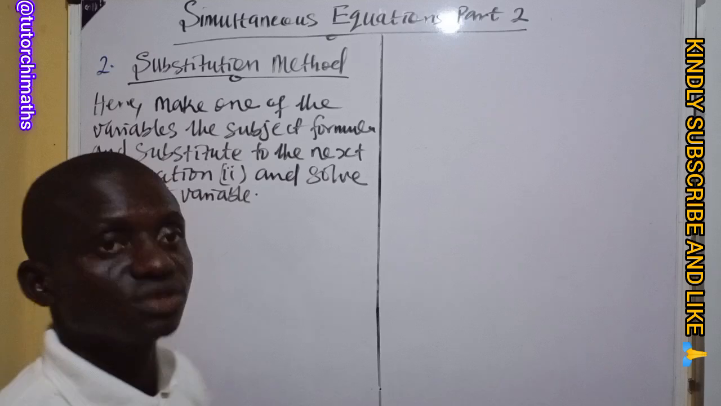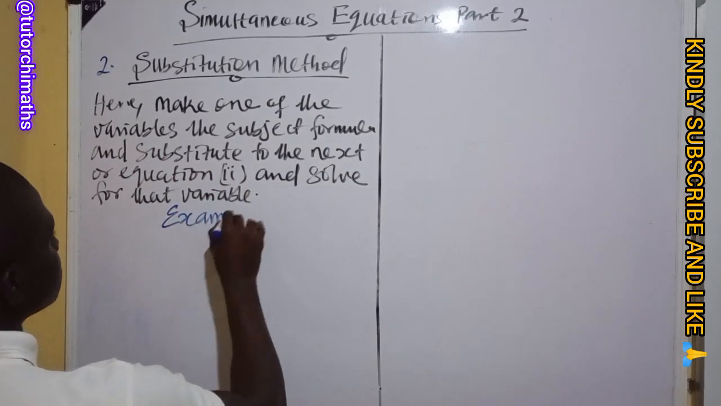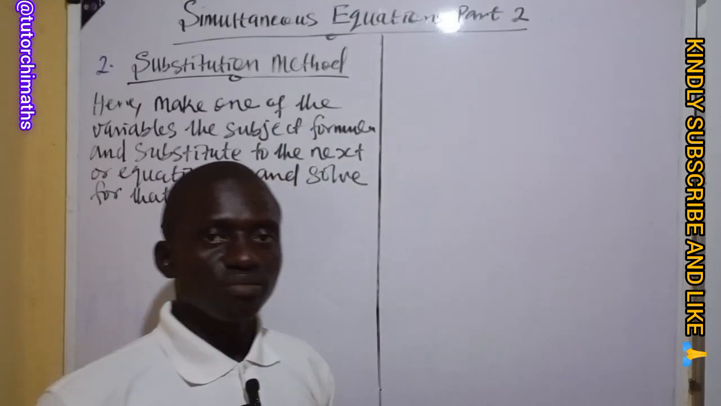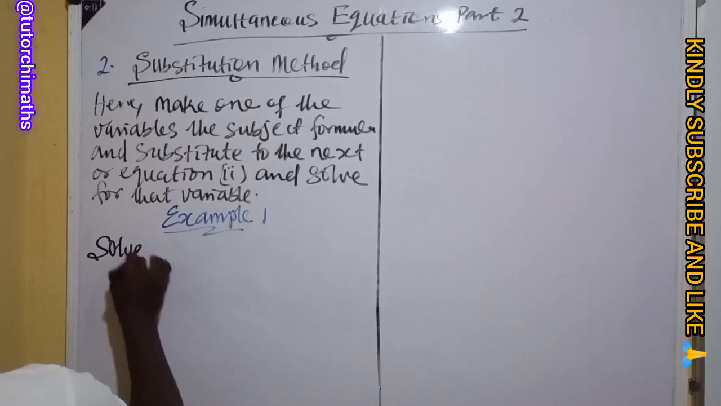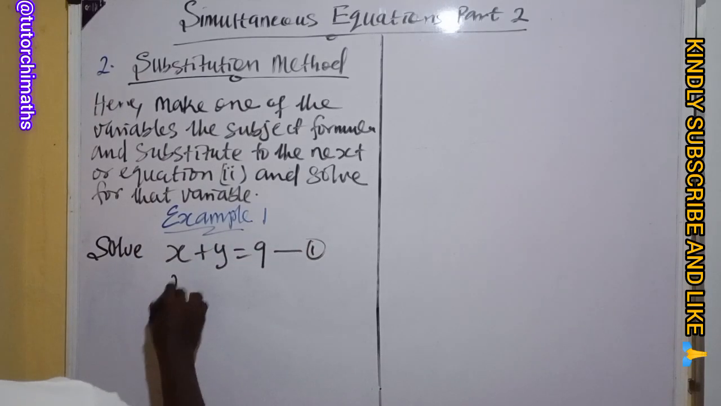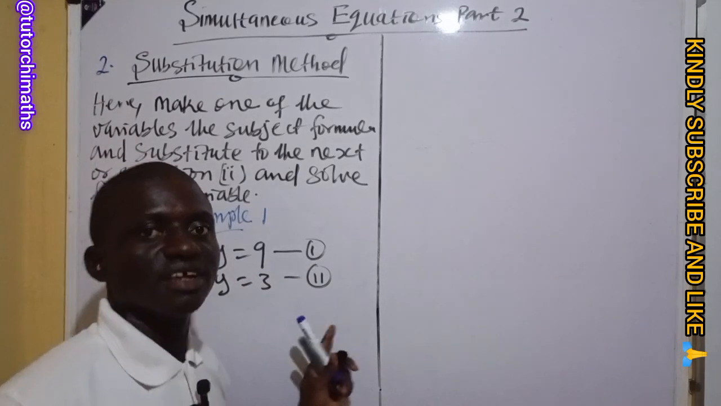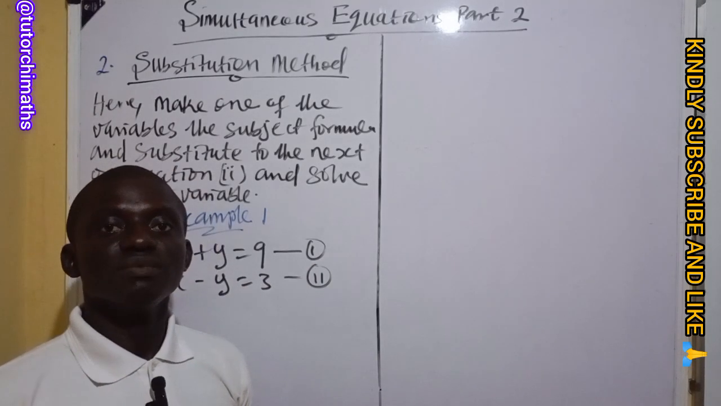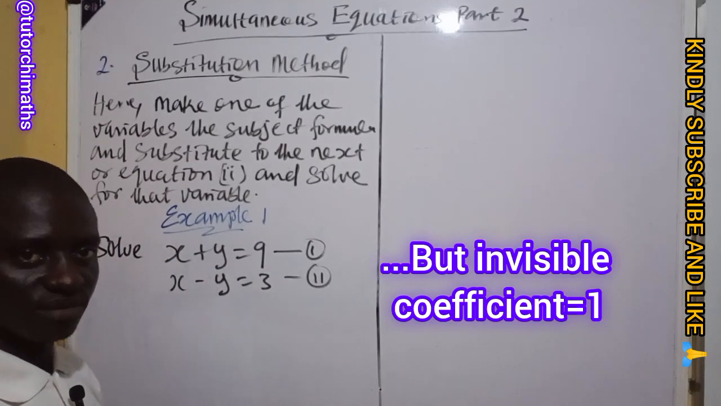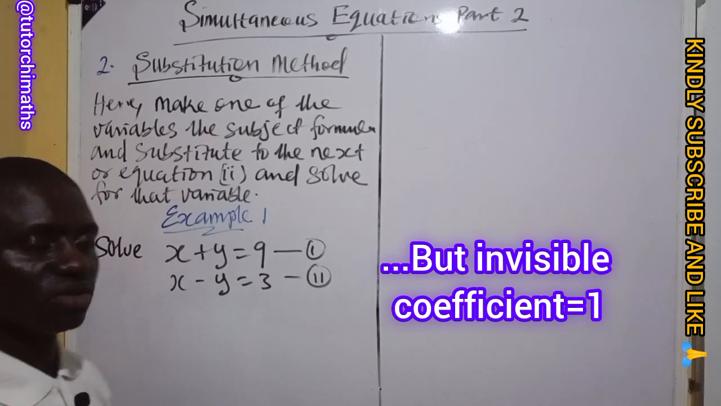All right, let's solve an example. In our example 1 under elimination method, we have x plus y equals 9, equation 1, and x minus y equals 3, equation 2. This is exactly our example 1 when we used the elimination method. Now here, you can observe that there are no coefficients in the variables. This one is going to be simple. In the next example, we'll consider one with coefficients.